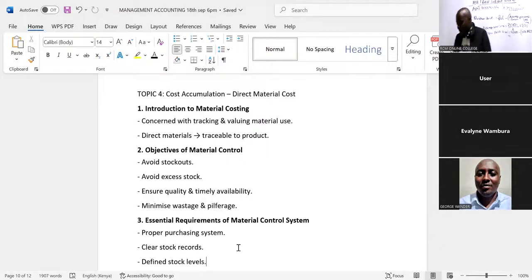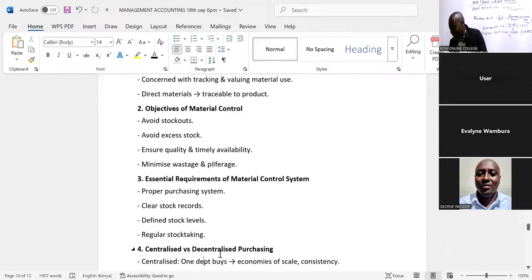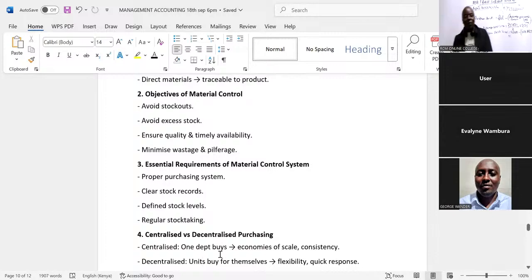So proper purchasing system, clear stock records, well-defined stock levels, regular stock taking. The companies that you work for normally have stock takes. Some companies, when they are taking stock, close shop for a day or 2 days. Do we have anybody who is working for a company that has to close shop whenever they are taking stock? Then you are running what we call a periodic stock control system.